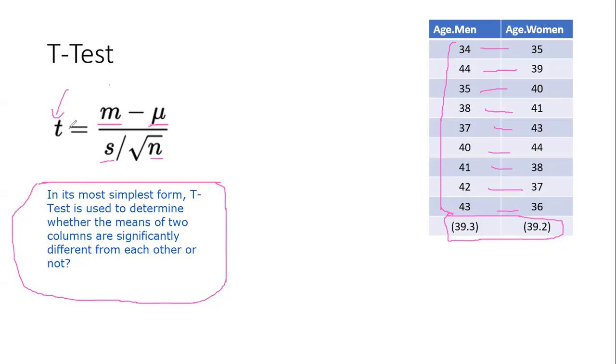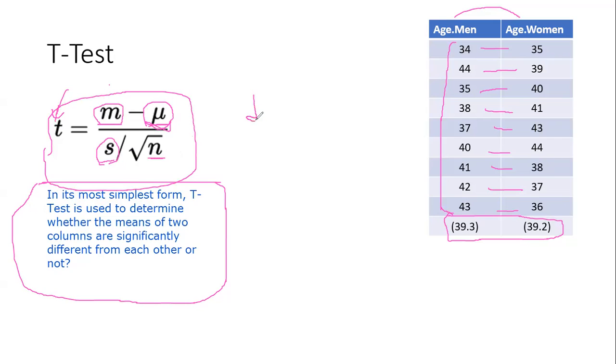And this is actually a generic formula. When I'm comparing 2 columns, then obviously this mean is going to be the difference between the means, and this is going to be the difference between the standard deviations, which is computed on a pair by pair level. And the selection of mu is based on some criteria which I don't know right now. So I compute the value of the test statistic.